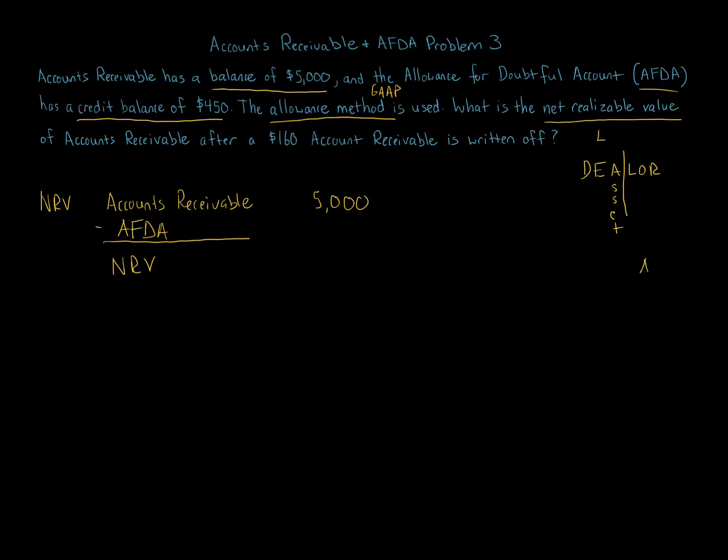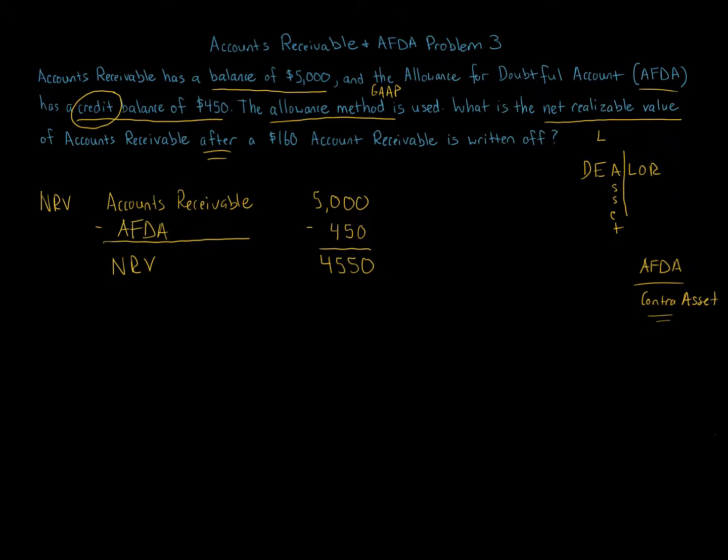AFDA, what kind of account is it? It is a contra asset, because allowance for doubtful accounts is the allowance we use to write off these respective accounts receivable. Contra just means opposite. Whatever side the normal account increases on, this will be the opposite. So a contra asset will increase on the credit side using DEALOR. So AFDA increases on the credit side. We're told there's a credit balance. That means it's positive, and we can subtract that away. $5,000 minus $450, we get an NRV of $4,550, and you think you're done, but you're not really.